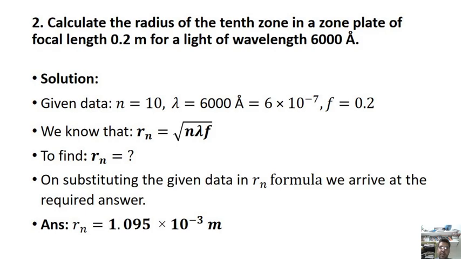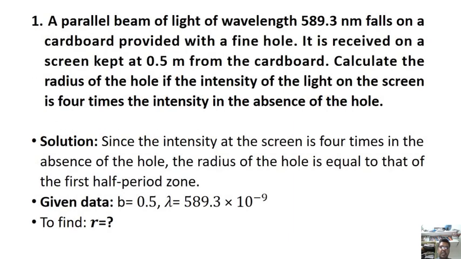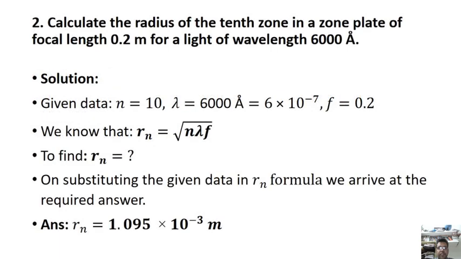It is a 5 marks question. If you know the theory concepts of this problem, we can easily calculate. What is given here? Only the distance. Knowing the distance, we can calculate the radius of the hole. The formula is already given using a zone plate. Knowing the zone plate, we can calculate it. Next is the second one.